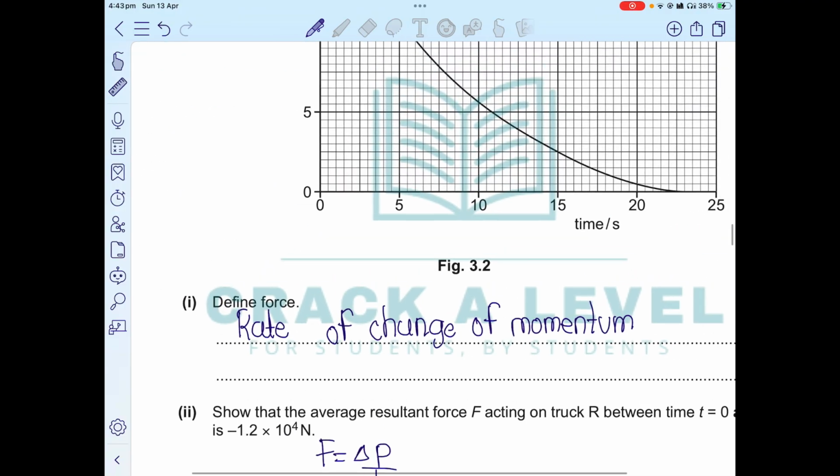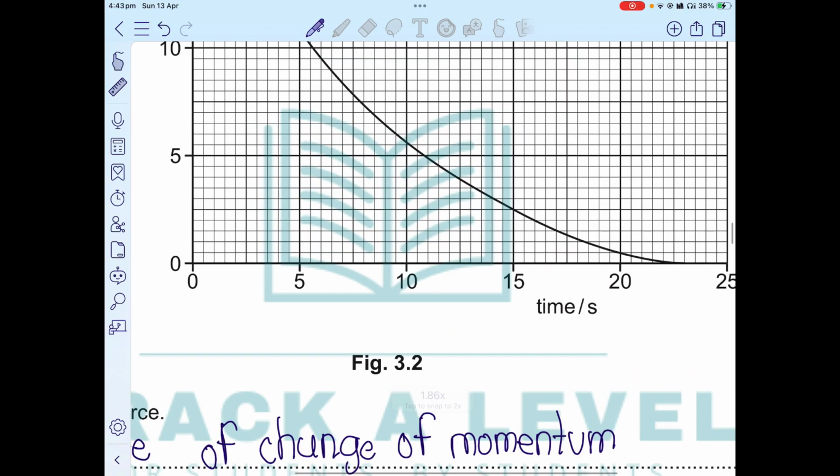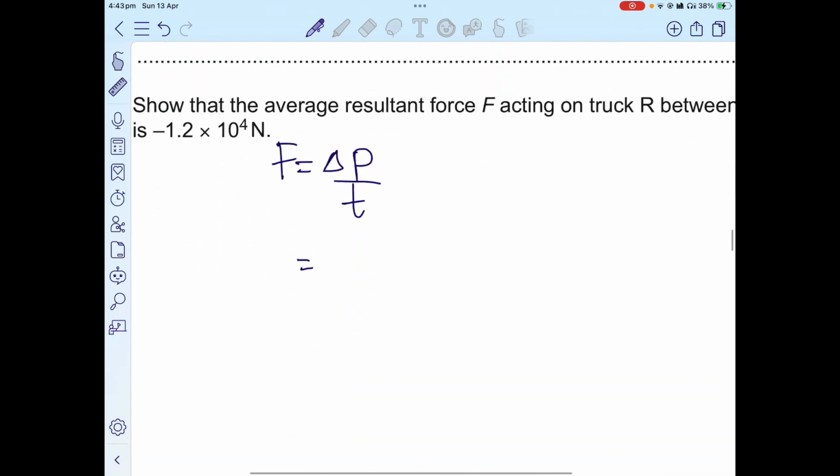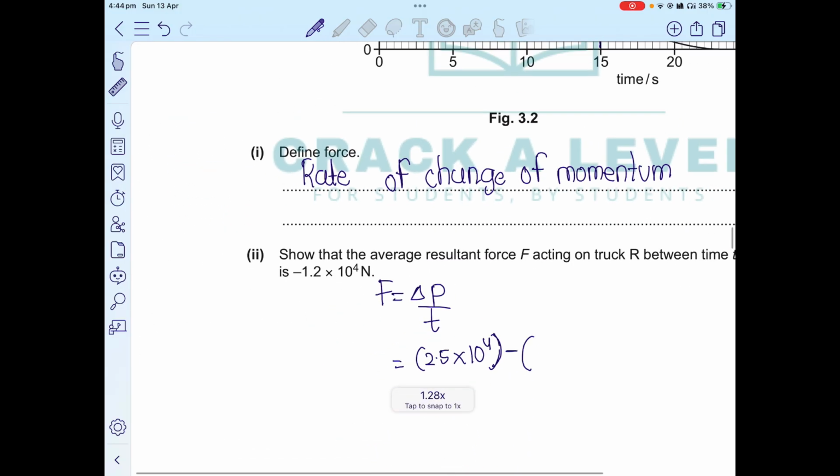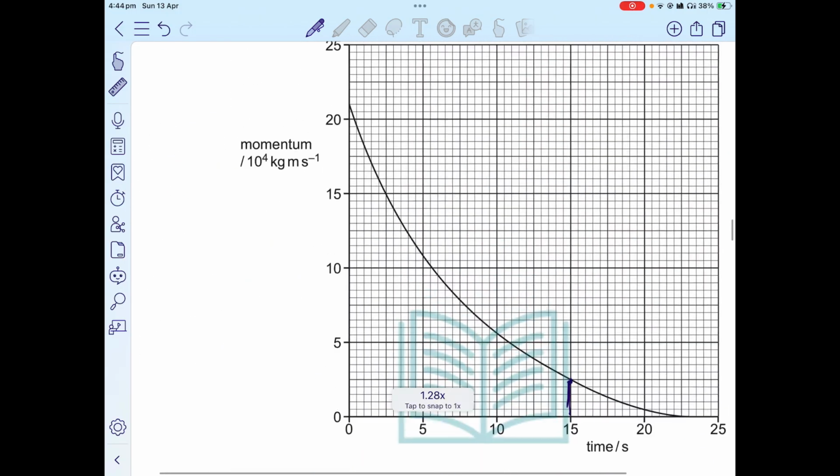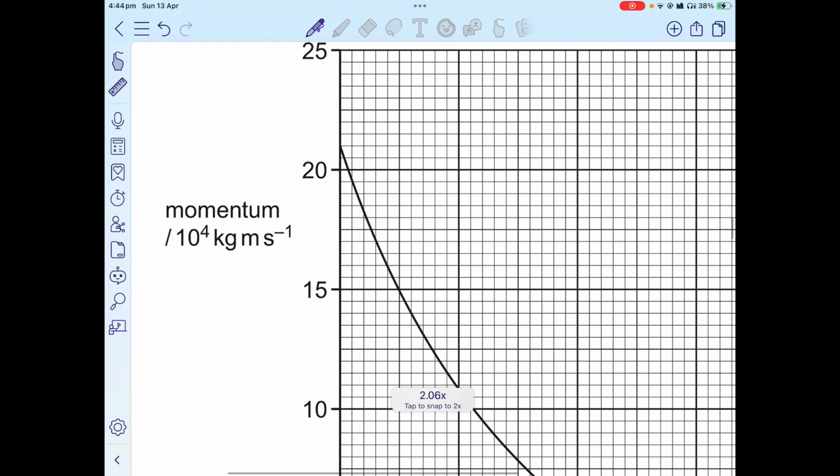So what was the momentum at time 15 seconds? As you can see, 15 seconds is on this line. So the momentum is 2.5 into 10 raised to 4. The final momentum is actually 2.5 into 10 raised to 4. Now, what is the initial momentum though? The initial momentum, on the other hand, is given by the momentum at 0 seconds. So when you're at 0 seconds, the momentum was 21.